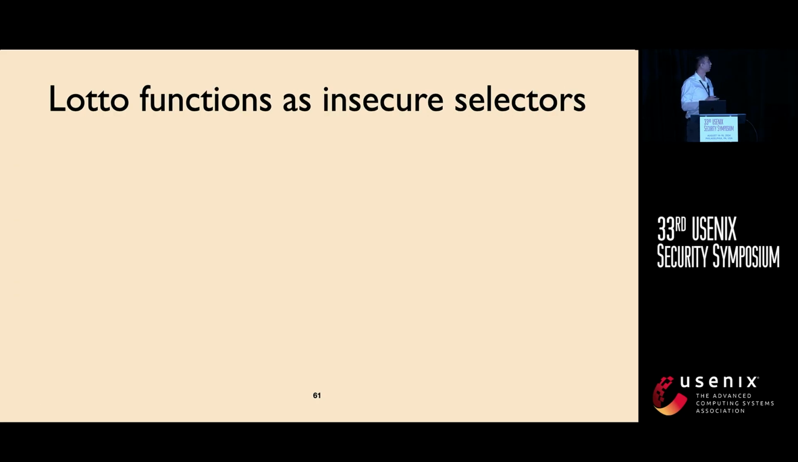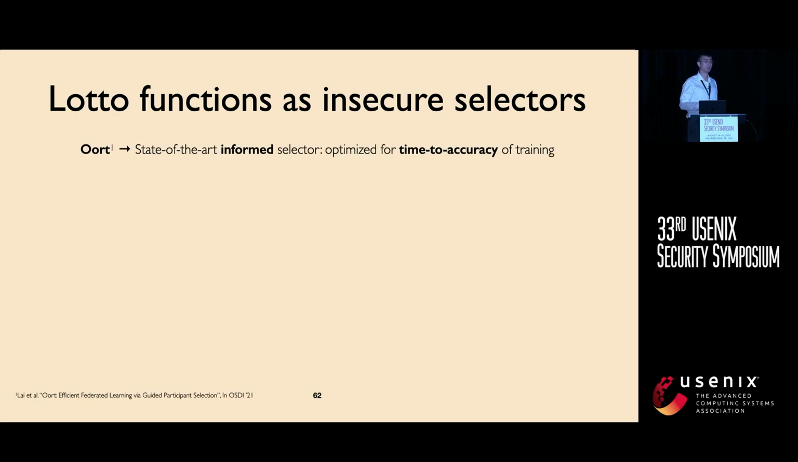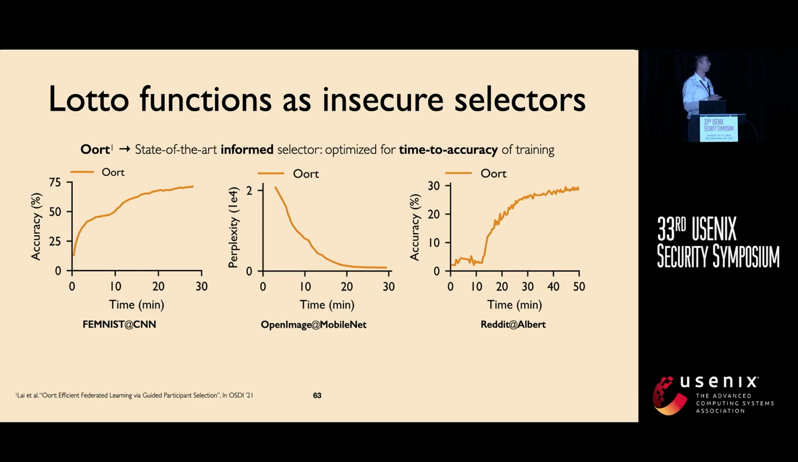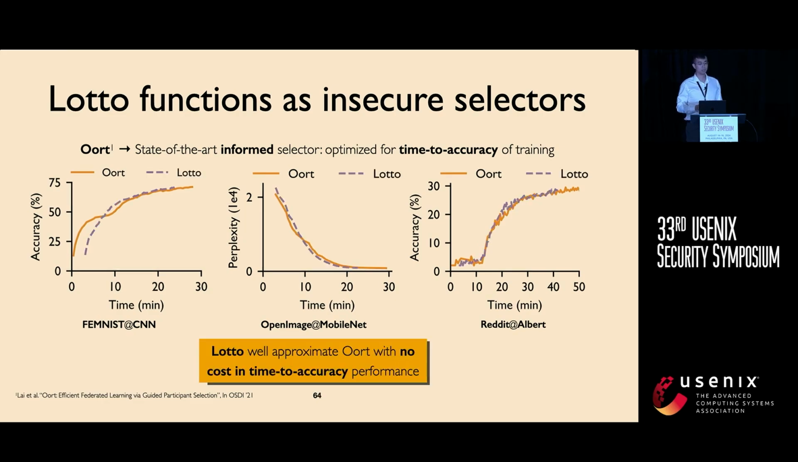Finally, I also want to talk about how Lotto can function well as insecure selectors. Here we will focus on the informed selection part because it is the only place where we have some approximation, as I mentioned. We choose Oort to be our baseline because it is the state-of-the-art informed selector, and its main goal is optimizing the time-to-accuracy performance. To assess the effectiveness of our approximation, we compare their performance in terms of time to accuracy. And it turns out that their time-to-accuracy performance does match. So that means while we have to introduce some approximation in securing the informed selection process, this approximation can still be highly effective.